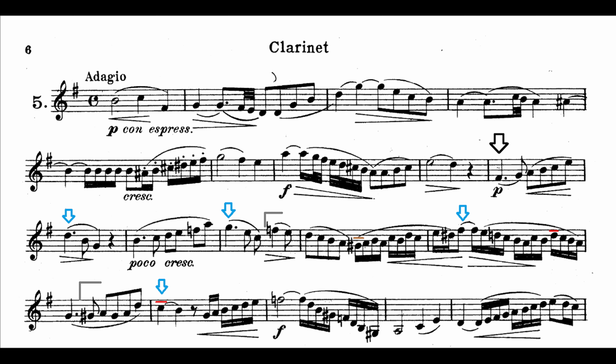Let me explain what the markings mean. I'm starting in measure 9 where the black arrow is. All the blue arrows indicate peaks of phrases. Remember, peaks of phrases are places you are going to and then coming away from to finish the phrase. The gray brackets indicate new phrases.